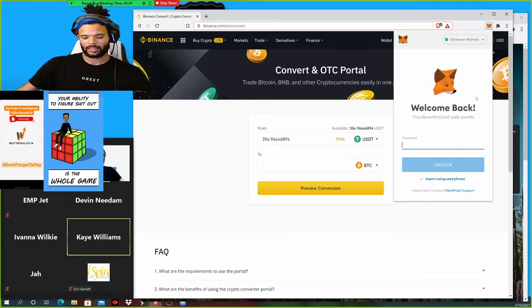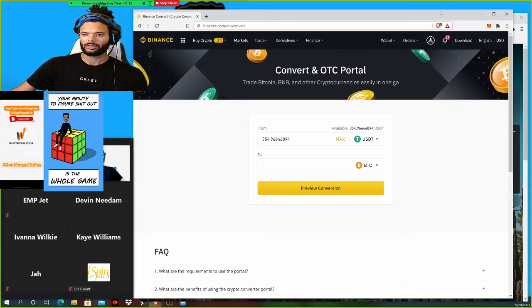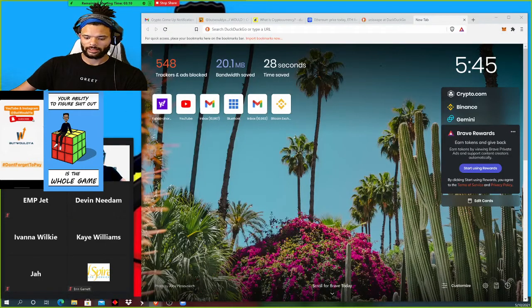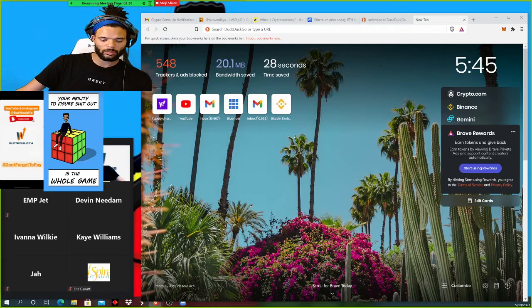Anybody that doesn't have a MetaMask wallet, they should get one. A MetaMask wallet is just an extension. Oh, I just changed this password. Yeah, that's super easy. So a MetaMask is just going to be an extension on your browser, right? So do you use Chrome or what type of internet browser do you use?